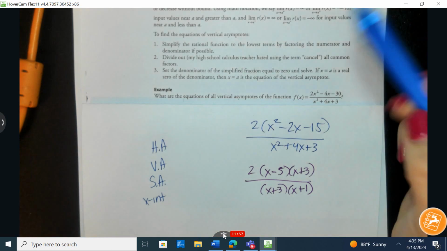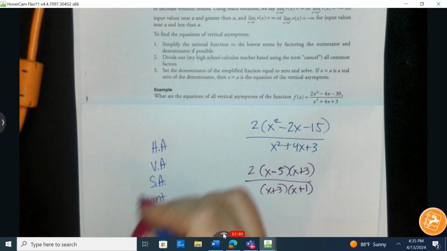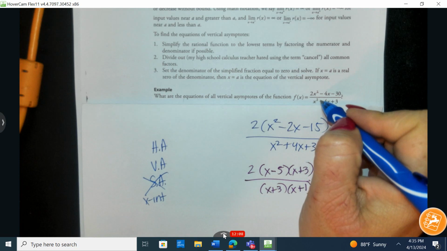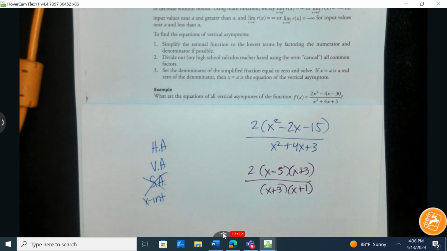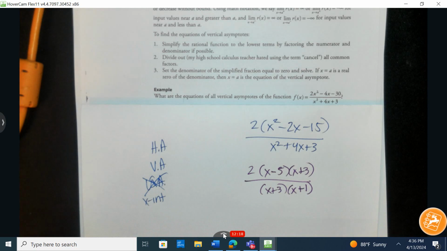So whenever the degree on top is the same as the degree on the bottom, we're going to have a horizontal asymptote. When there's a horizontal asymptote, there's never going to be a slant asymptote, because slant asymptotes only occur when the degree in the numerator is greater than the degree in the denominator. So that's why I'm able to cross this out. If there's a slant, there's no horizontal. If there's a horizontal, there's no slant. All right, here we go.